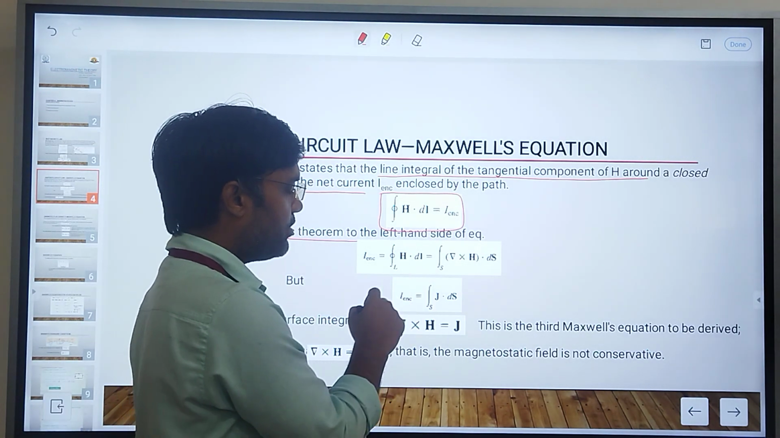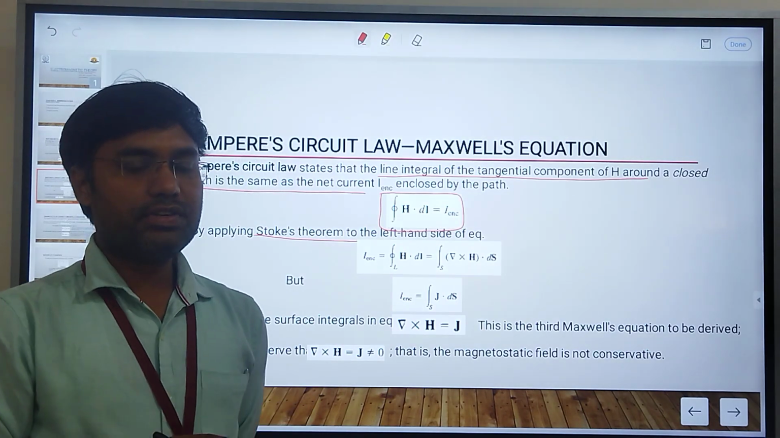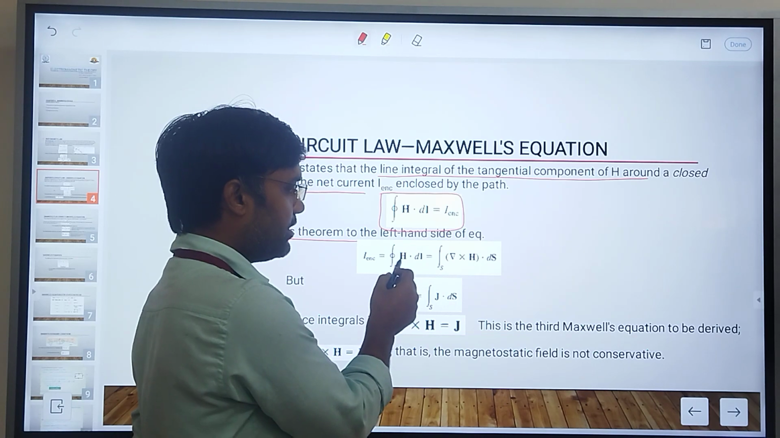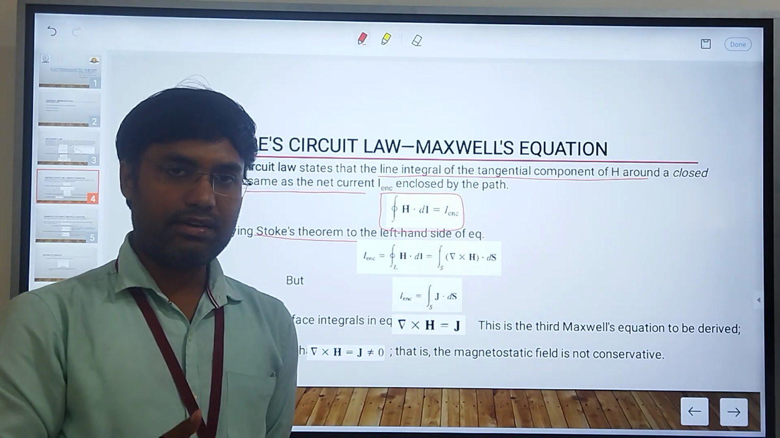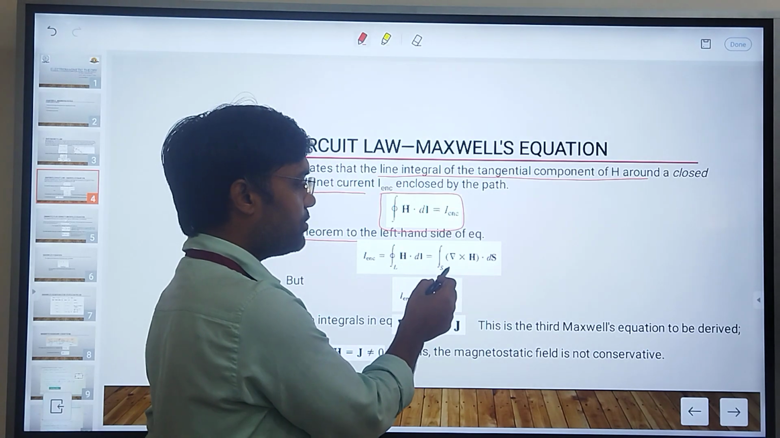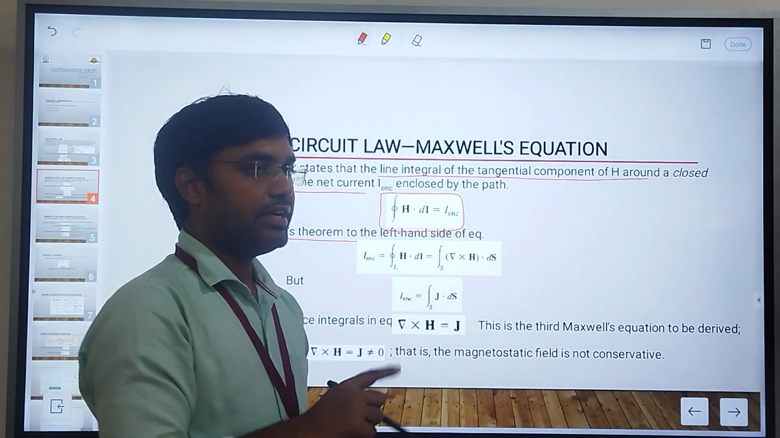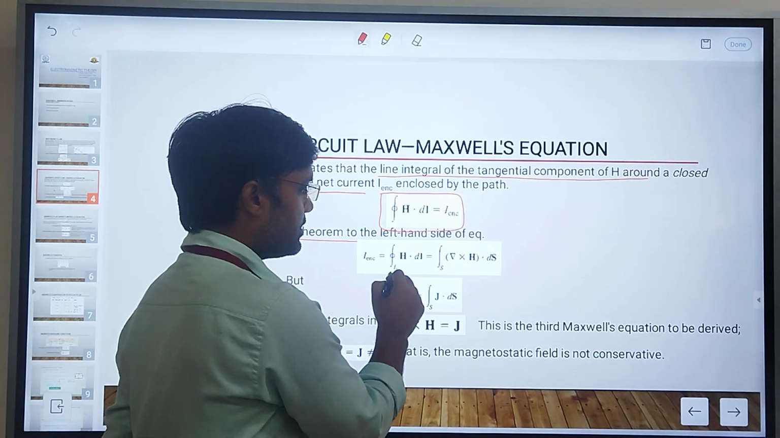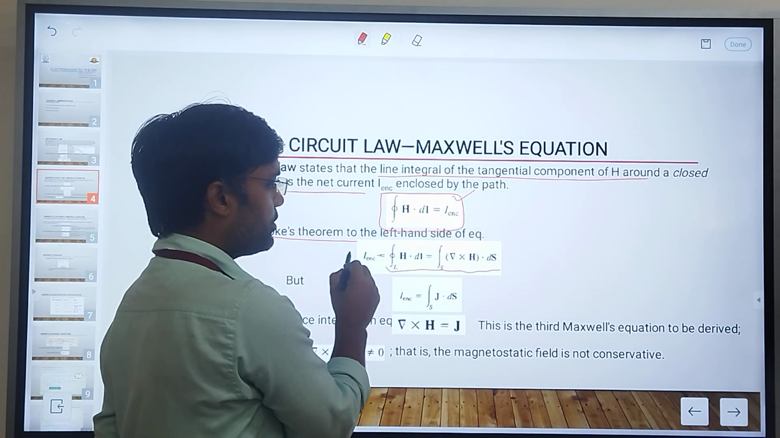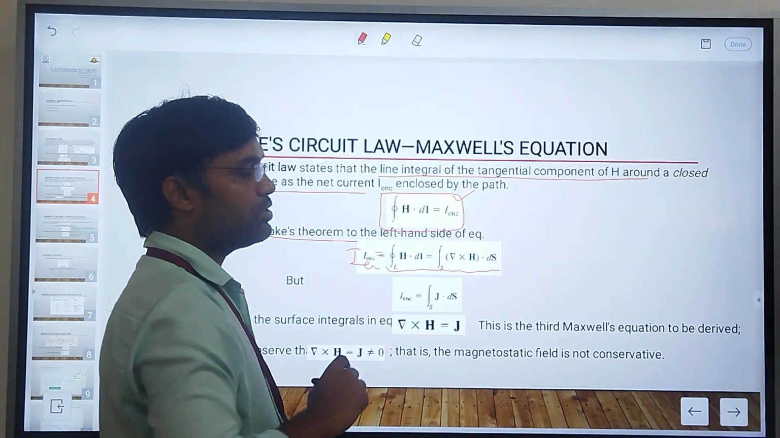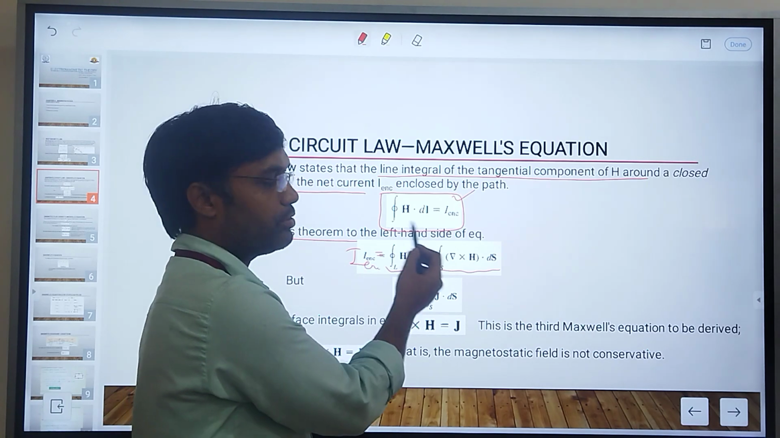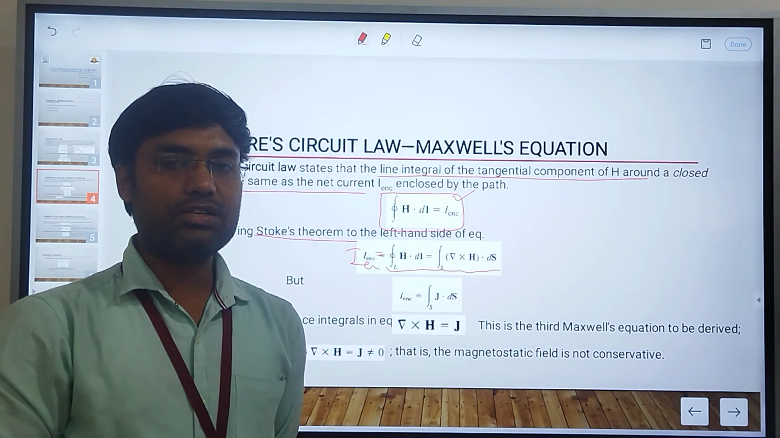By applying Stokes theorem, which states that the line integral of any vector is equal to the surface integral of the curl of that vector, here we have taken the magnetic field intensity H as the vector. The line integral of H dot dl is equal to the surface integral of curl of H. By the Ampere-Circuital law statement, this is equal to I, the current enclosed by that path. So current will also be equal to the surface integral of del cross H.